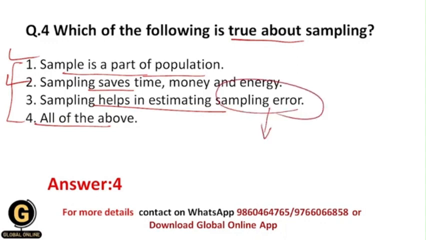Basically, sampling error is caused by mistakenly choosing a wrong sample size, and whenever we use wrong sampling methods, then again because of that sampling error occurs. We are going to see this in detail in the next part of this video, so don't worry. But basically, sampling actually helps us in estimating the sampling error itself. That's why this statement is again correct. That's why your correct answer should be 4, because all of these statements are true about sampling.